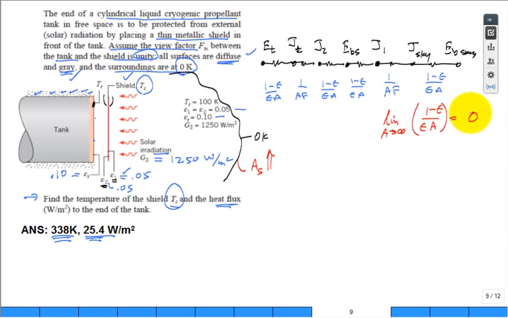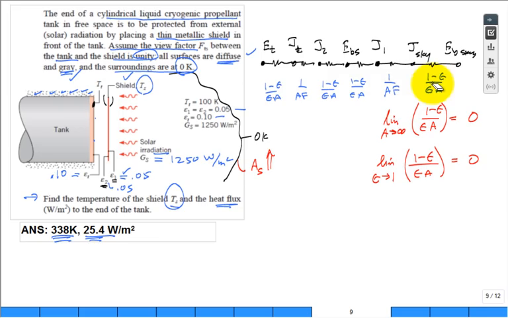0. All right. Now another one is, what is 1 minus epsilon over epsilon A in the limit as epsilon goes to 1? 0. So it's kind of funny, and it's a little tricky here. But when you have a very large surface, even if it doesn't quite have to be perfectly black, it effectively acts as if it's black, because the 1 minus epsilon over epsilon A is 0. Make sense?